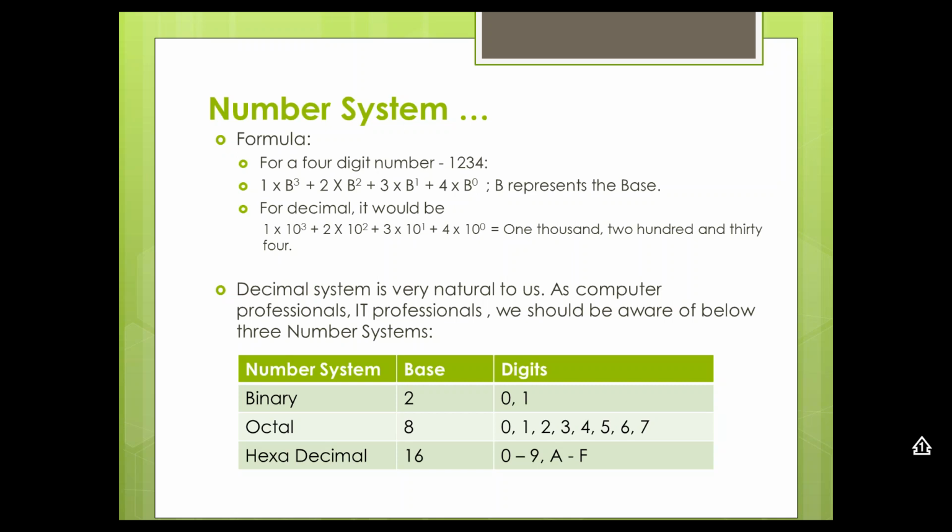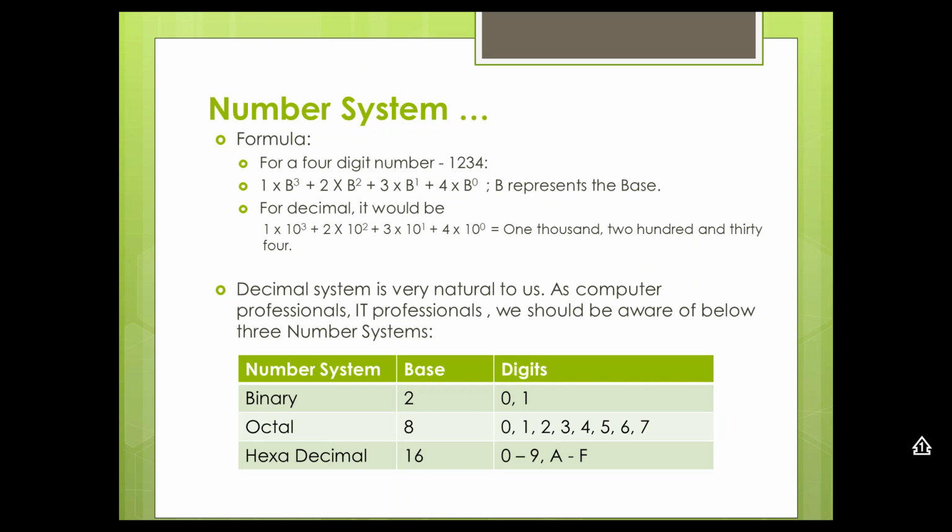Okay, so the decimal system is natural to us because we have 10 fingers. We use the decimal system so that we can count our fingers from 1 to 10. That is the natural thing which we learn from our childhood, right?